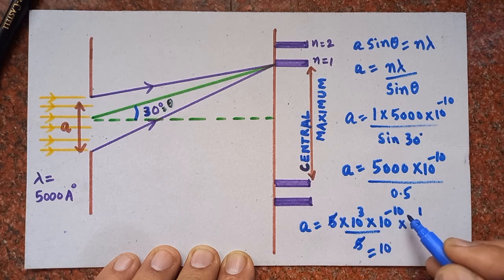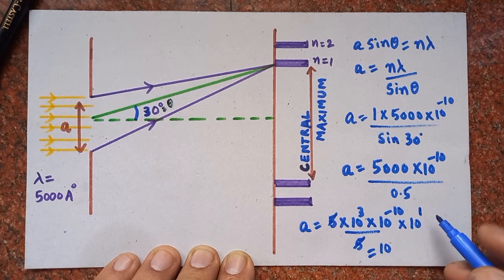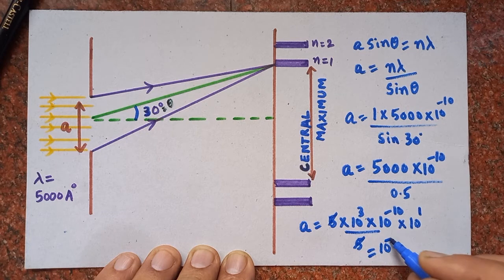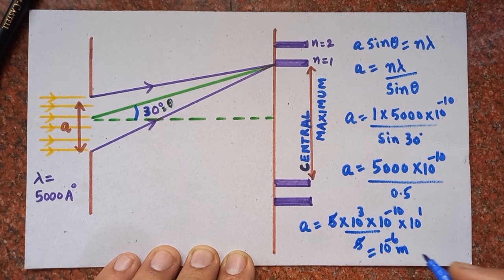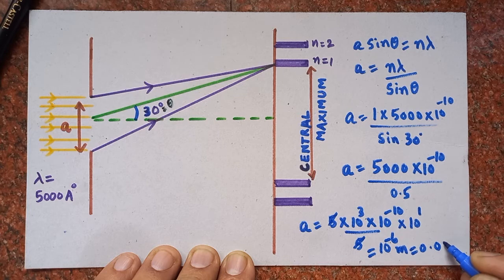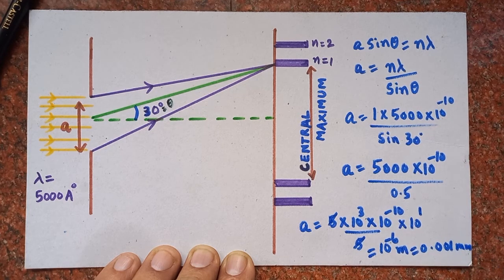So minus 7 plus 1 gives minus 6. So 10 to the power of minus 6 meter can be written. This could also be written in terms of millimeter, so finally you will get 0.001 millimeter. That is the final answer. The answer can be written in terms of meter as well as in terms of millimeter.